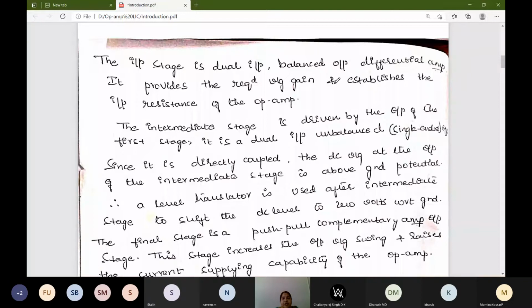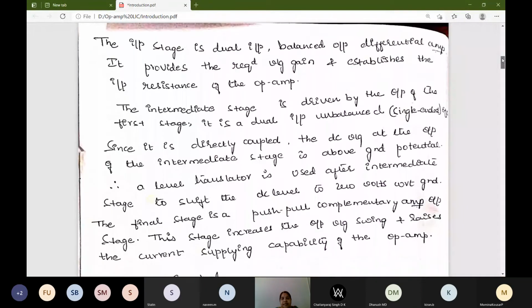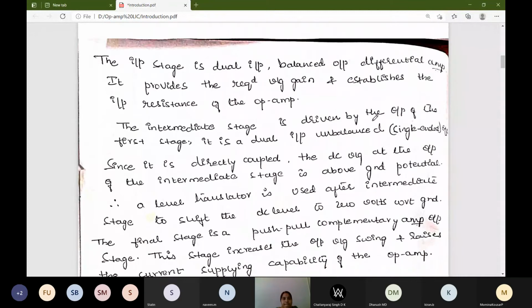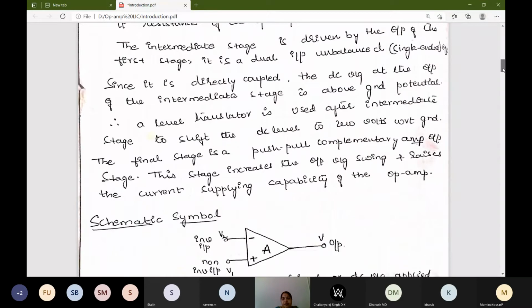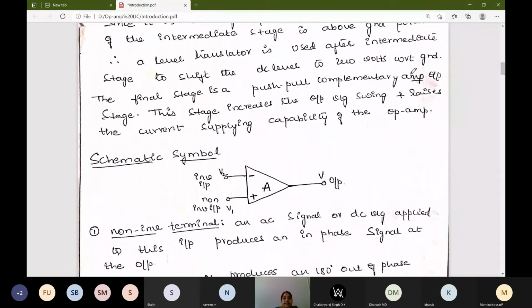So the input stage is a dual input balanced output, that has been told. The intermediate stage is driven by the output of the first stage. It is dual input unbalanced output. And next we have a level translator. It is used after the intermediate stage to shift the DC level to 0 volts with respect to ground, because there will be a shift in the DC level. For that it is used. And the final stage is a push-pull complementary amplifier. So this is the explanation of our block diagram.